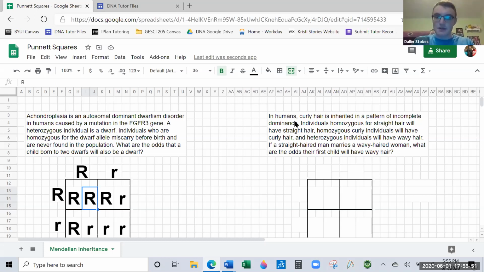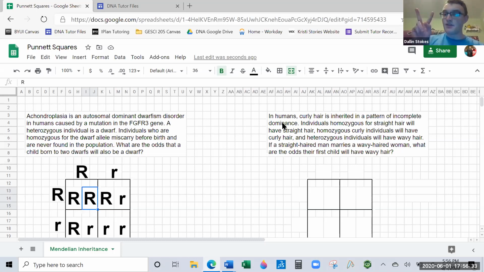Okay, here's the next one. In humans, curly hair is inherited in a pattern of incomplete dominance. Individuals homozygous for straight hair will have straight hair. Homozygous curly individuals will have curly hair, and heterozygous individuals will have wavy hair. Now, here's the idea behind this one. According to the Mendel principles we taught you last week, there should be a dominant allele and a recessive allele, and the dominant one should overpower the recessive in the heterozygous condition, right? So in this case, if having curly hair is dominant to having straight hair, then a heterozygous person should have curly hair, not wavy hair.